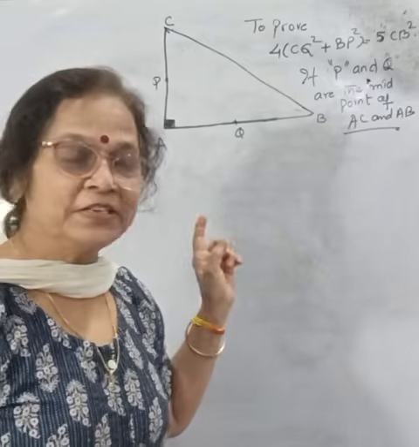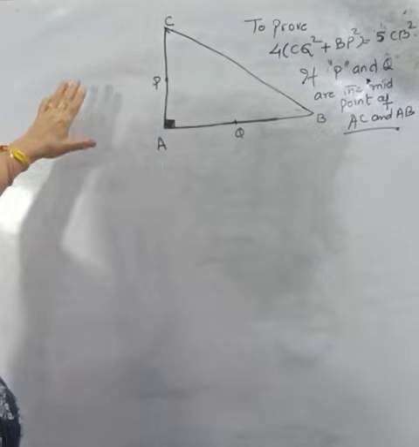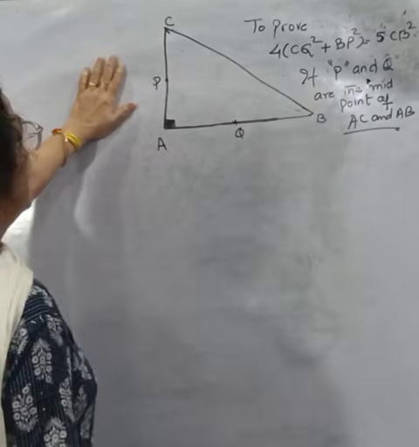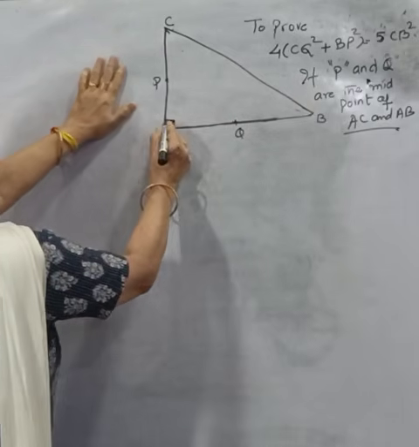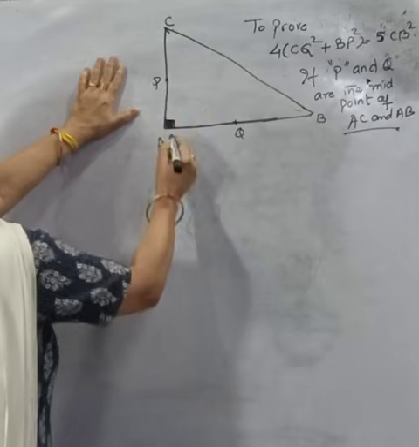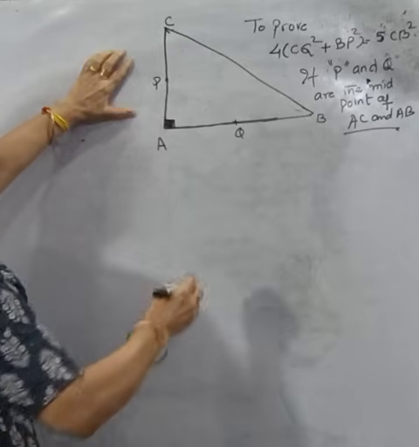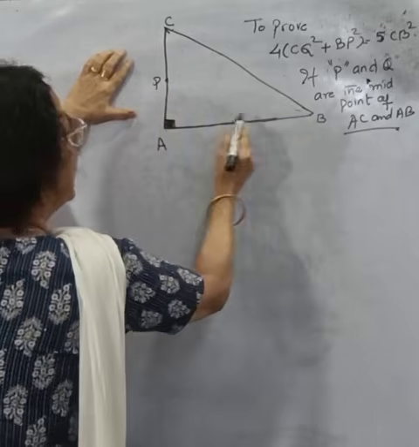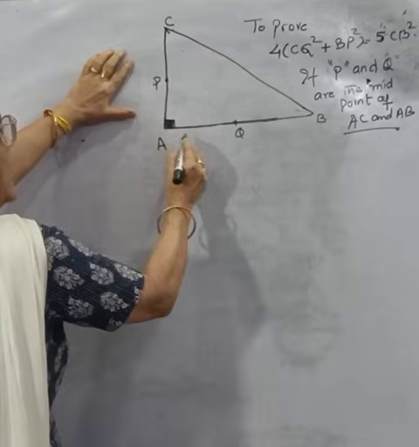For class 10 especially, this is a question related to geometry. ABC is a right angle triangle at point A. This is 90 degrees. P and Q are the midpoints of CA and AB.